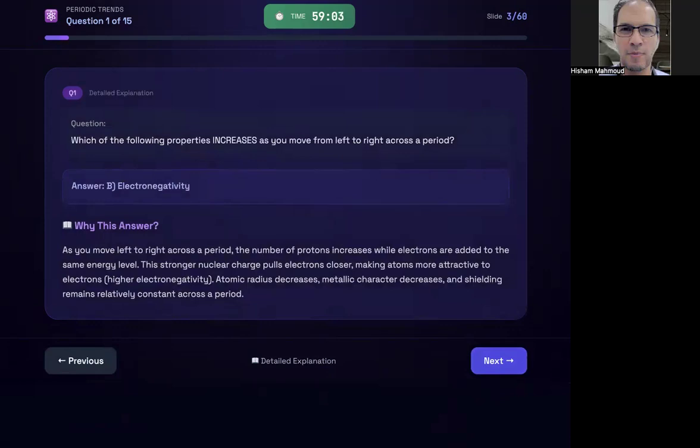B is correct because as you move left to right across a period, the number of protons increases while electrons are added to the same energy level. So let's say we are comparing carbon, nitrogen, and oxygen. I'll find that across a period, the number of protons increases: 6 protons, 7 protons, 8 protons.